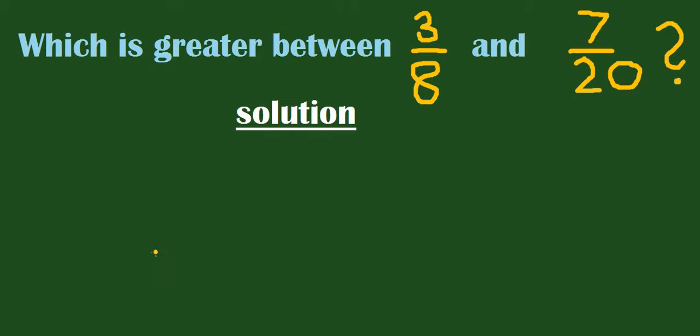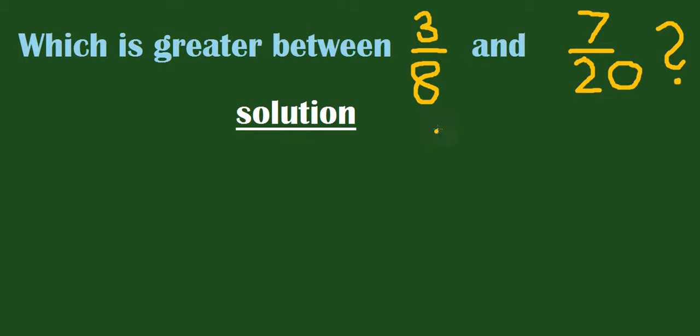Our question says, which is greater between 3 over 8 and 7 over 20? So in order to solve this question, you have to consider that we have two different fractions, 3 over 8 and 7 over 20. We have 8 in the denominator in this first fraction. We have 20 in the denominator on this second fraction.